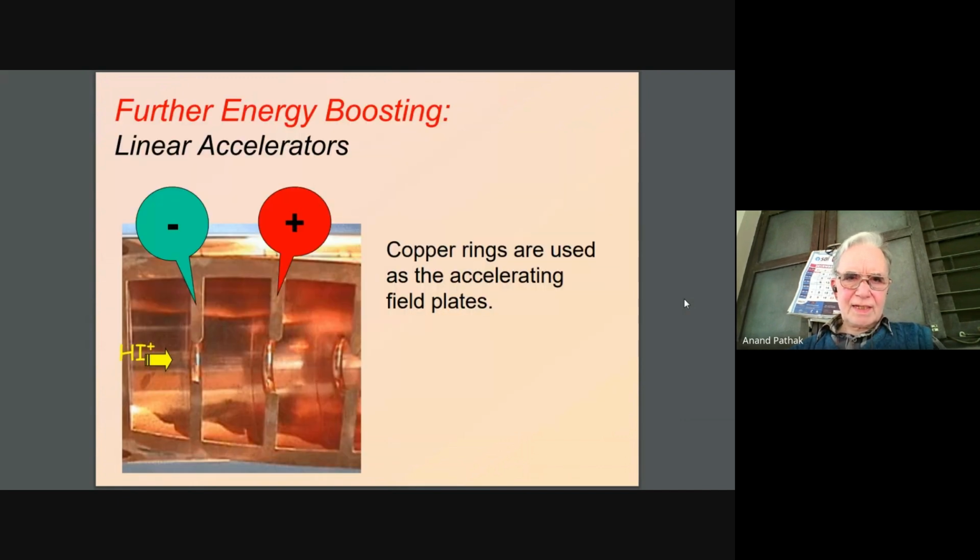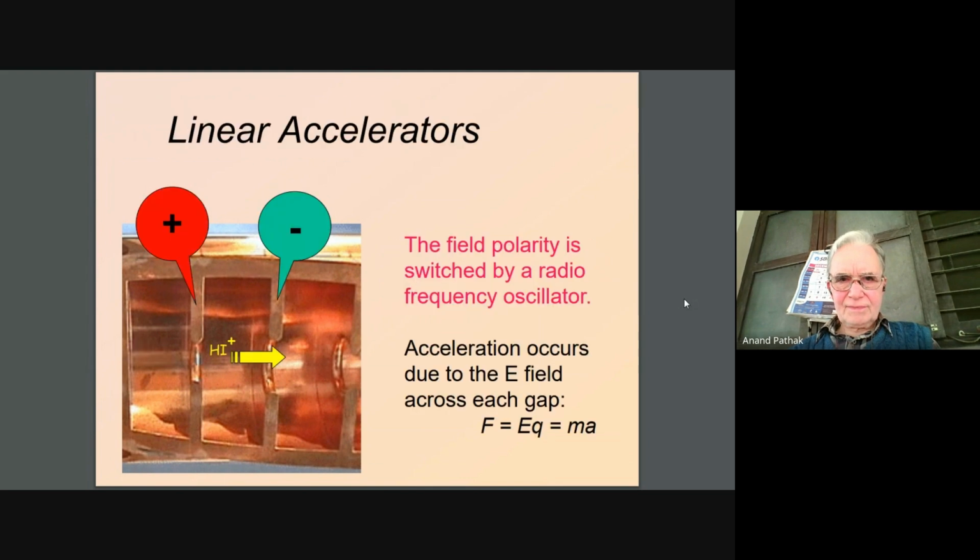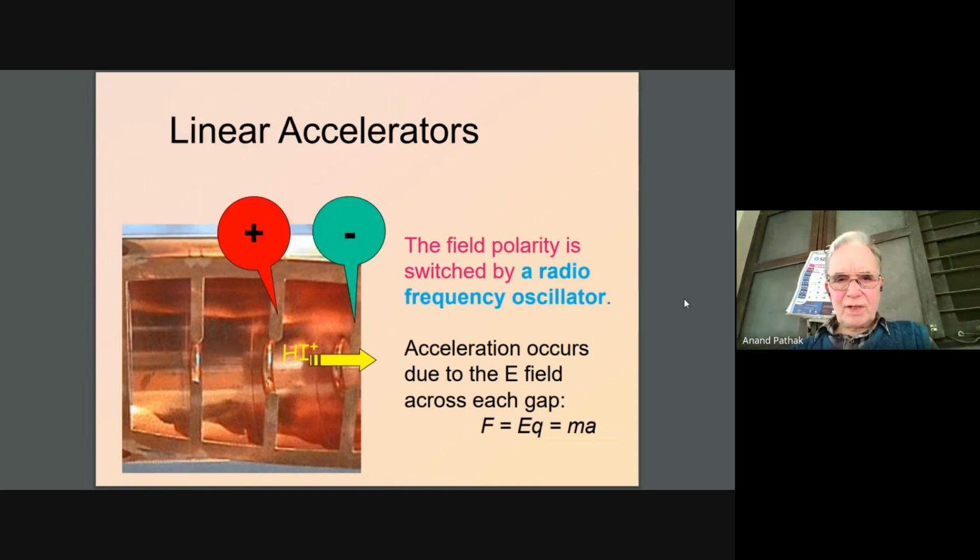Here are the linear accelerators. When a particle goes from one place to the other, you have to do the proper tuning, so that by the time the particle goes to the next, the polarity changes, and that's how the linear accelerator works. For example, once the ion has gone that much distance, it has to be properly tuned so that by the time it goes to the next, the polarity has changed. That's the principle of the linear accelerator.